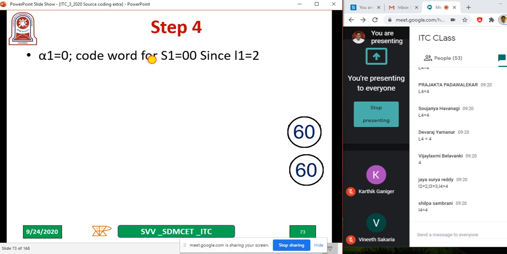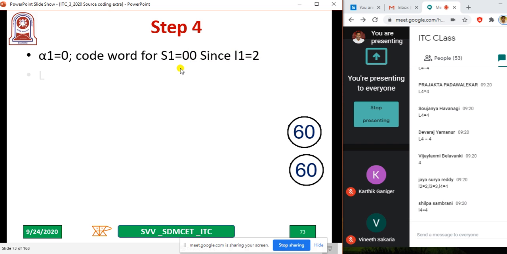Alpha 1 equal to 0. Code word for S1 equal to 0, 0. How did you write it, sir? Because length is 2. Sir, if length equal to 1, what do I have to do? S1 equal to 0 by default I have to take. Sir, if L1 equal to 3, take 3 zeros. Sir, if L1 equal to 4, take 4 zeros. Simply I have to take S1 equal to zeros only. How many zeros? It is decided by L1.